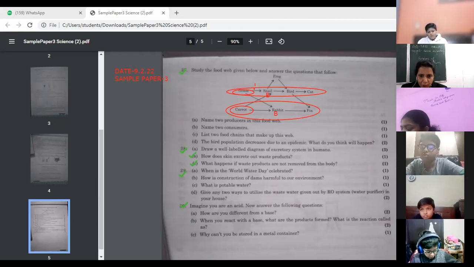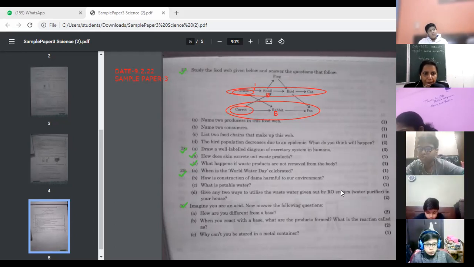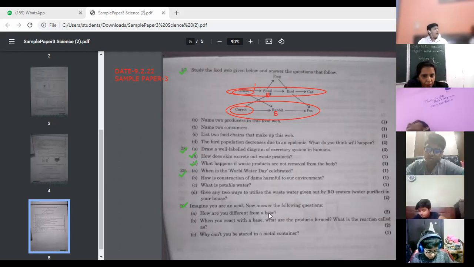How is the construction of dams harmful to our environment? Yes, tell me. How is the construction of dams harmful? Is it harmful for the environment? Anybody kindly find and tell me. Give me the answer again.